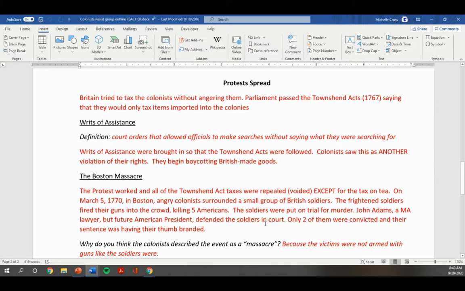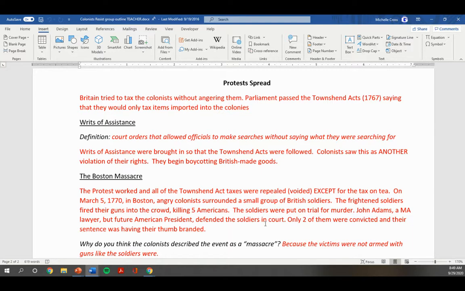Britain had tried to tax the colonists without angering them, so they passed the Townshend Acts in 1767, saying that they would only tax items imported into the colonies, things like paper, paint, glass, lead, or even tea, things that the colonies don't produce themselves.